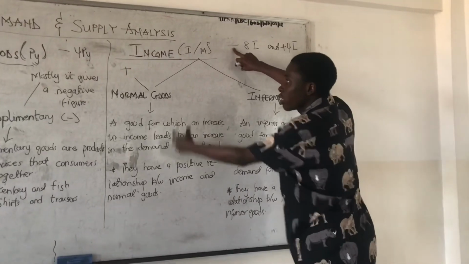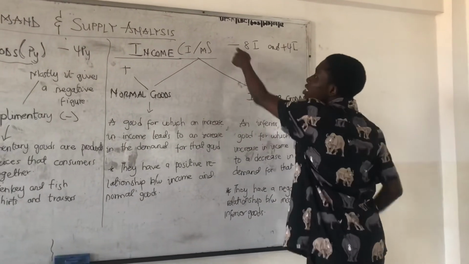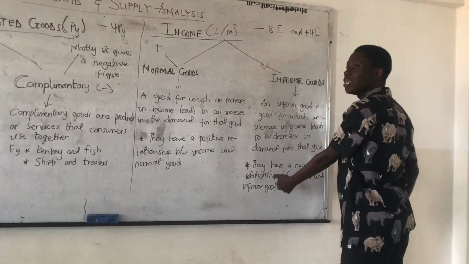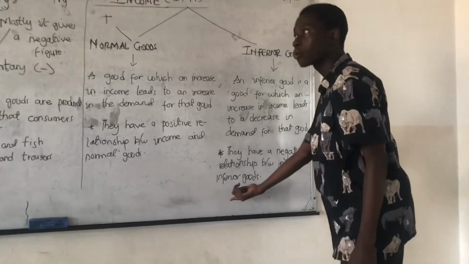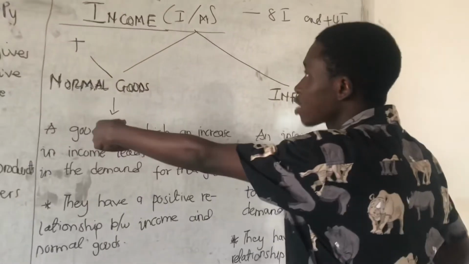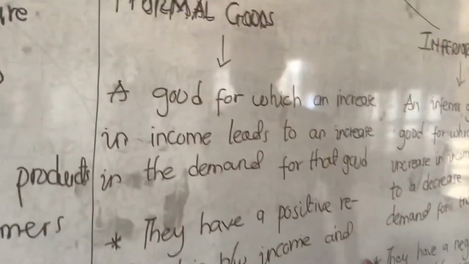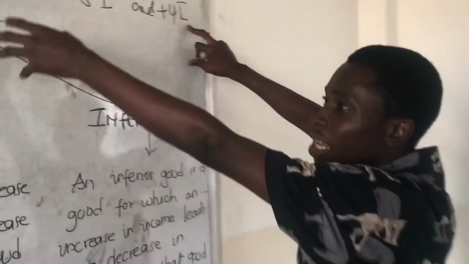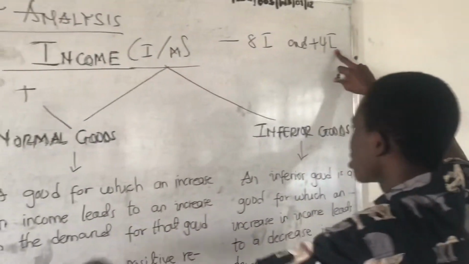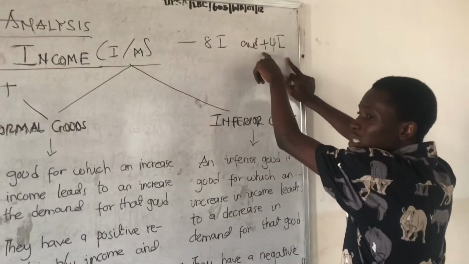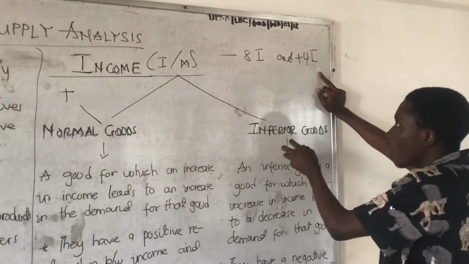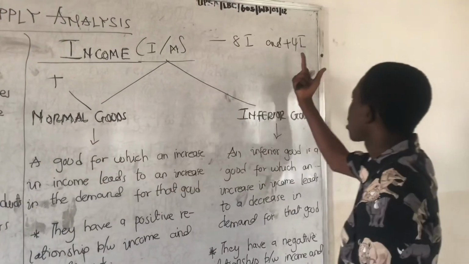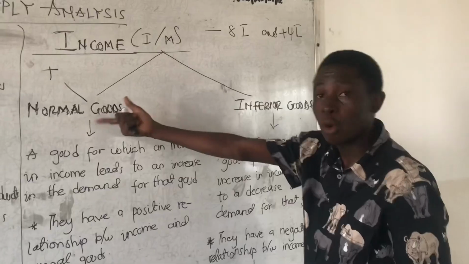For minus 8I, the sign is negative. Based on income, where we have normal good and inferior good, we use negative for inferior goods. That's the main reason why we say inferior goods have a negative relationship between income and the good, whereas normal goods have a positive relationship between income and the good. So when we have plus 4I, I stands for income, which is either a normal good or an inferior good. But the sign in front is positive, and a normal good takes a positive figure. So that particular commodity is a normal good. That's all.